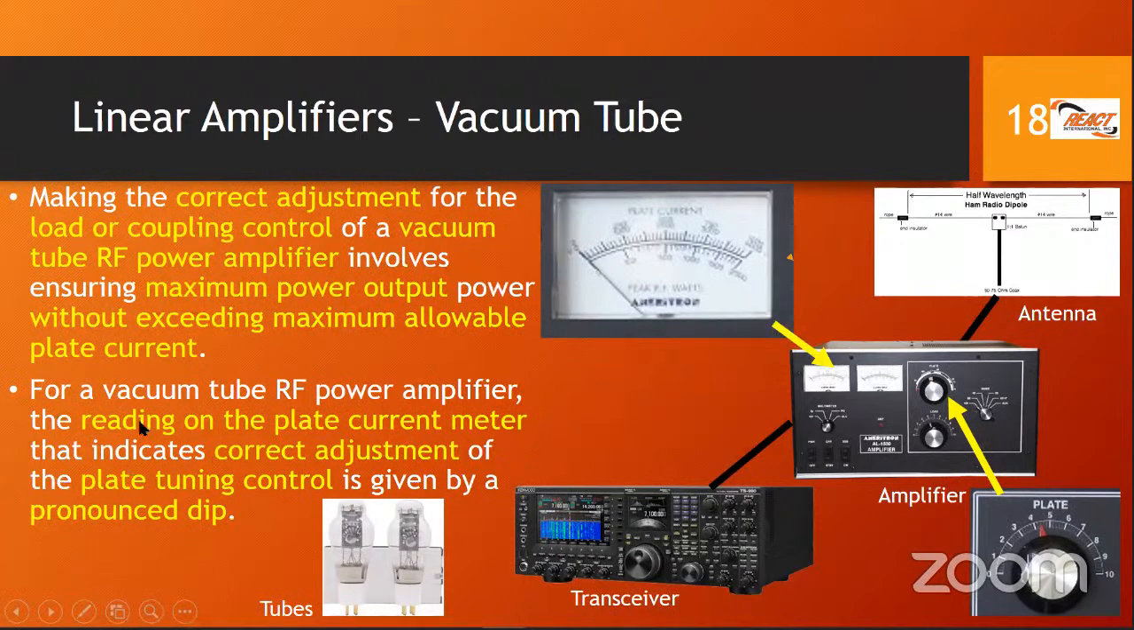So that sweet spot, that correct adjustment, is when that needle does that little dip. You need to know that for the exam. We say that for a vacuum tube RF power amplifier, the reading on the plate current meter that indicates correct adjustment of the plate tuning control is given by a pronounced dip. What we just talked about is what this bullet point means, and this is what you'll get in your exam.